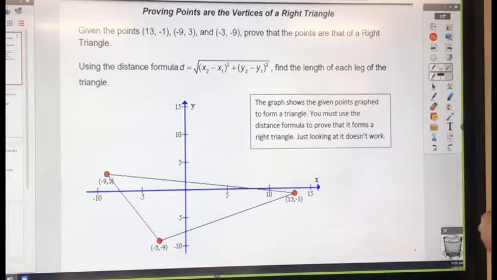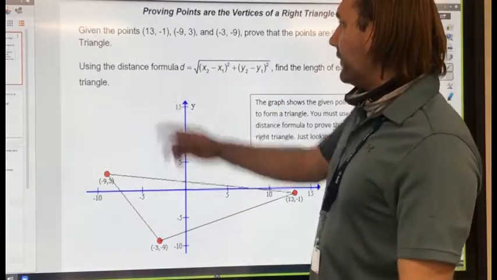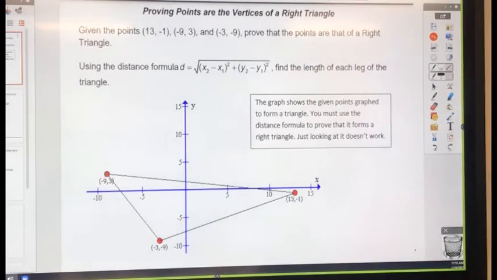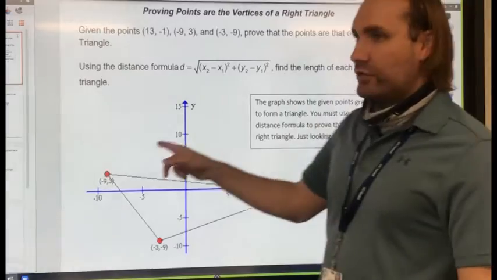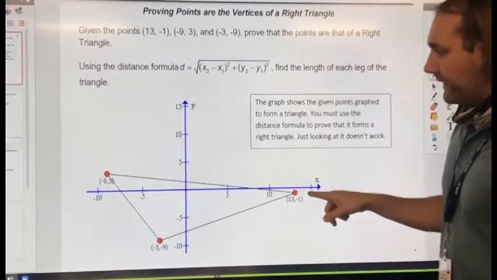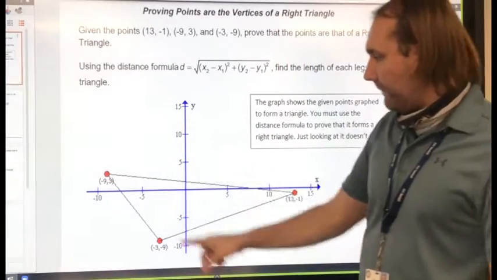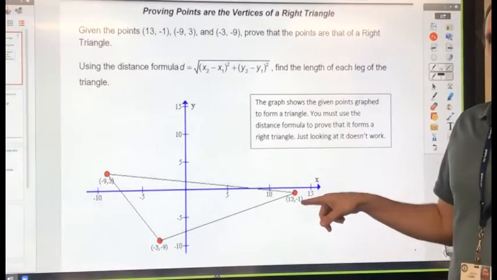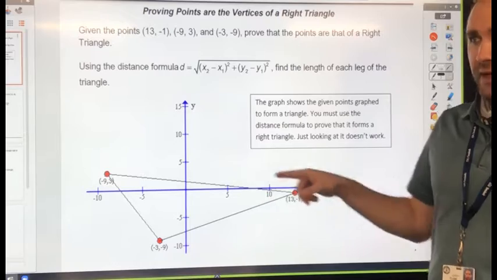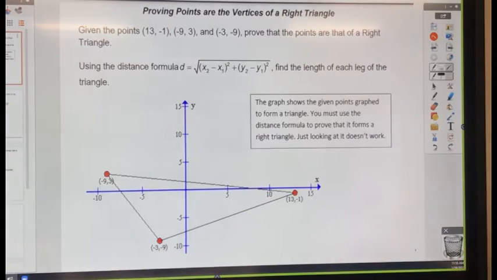So, given 3 points, in the case of this example, (13, -1), (-9, 3), and (-3, -9), prove that these points are that of a right triangle. So we have 3 points. If I were to plot those points on the xy plane and connect them, I would form a triangle. Is that triangle a right triangle? That's what we want to prove algebraically.